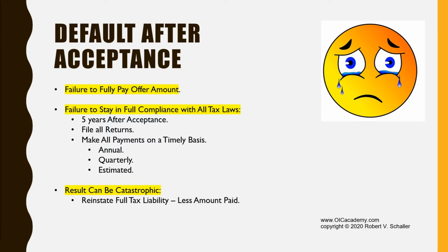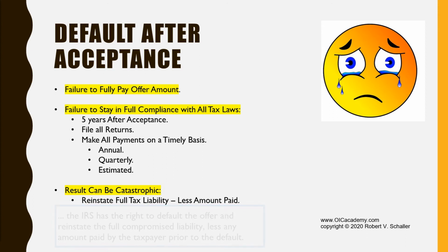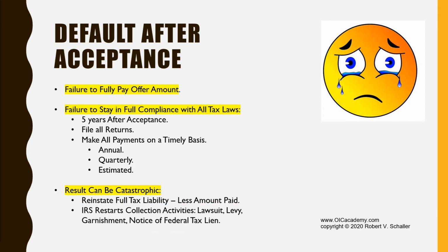If a taxpayer fails to meet any of the terms of the offer, the IRS has the right to default the offer and reinstate the full compromise liability, less any amount paid by the taxpayer prior to the default. What's more, the IRS restarts the collection activities upon default, including lawsuits, bank levies, wage garnishments, and the dreaded notice of federal tax lien.